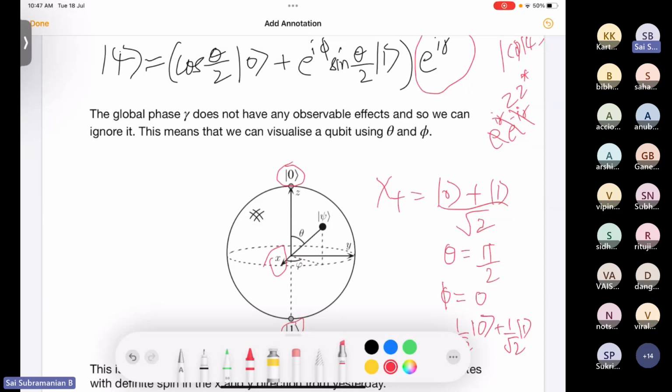This sort of visualization, while very cool, unfortunately does not generalize to multiple qubits. We don't have any sort of visualization like this for multiple qubits, but it's still very nice to think of an individual qubit and all the states it can have.